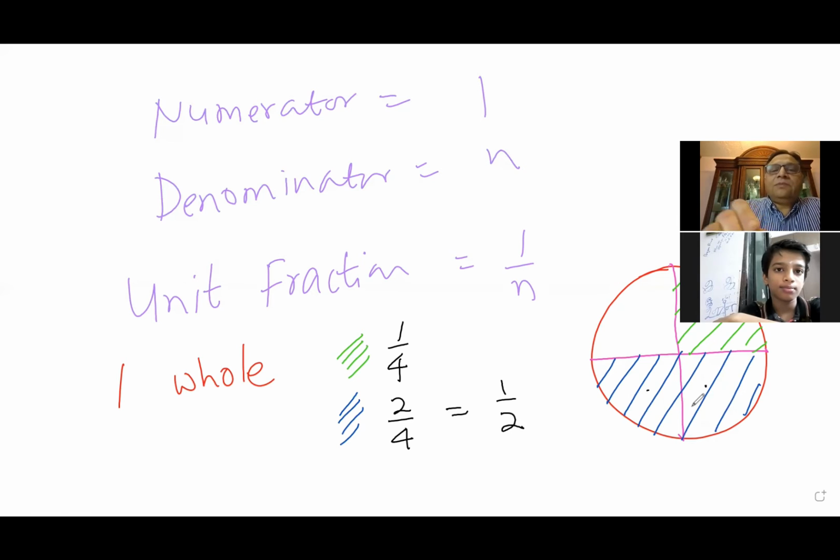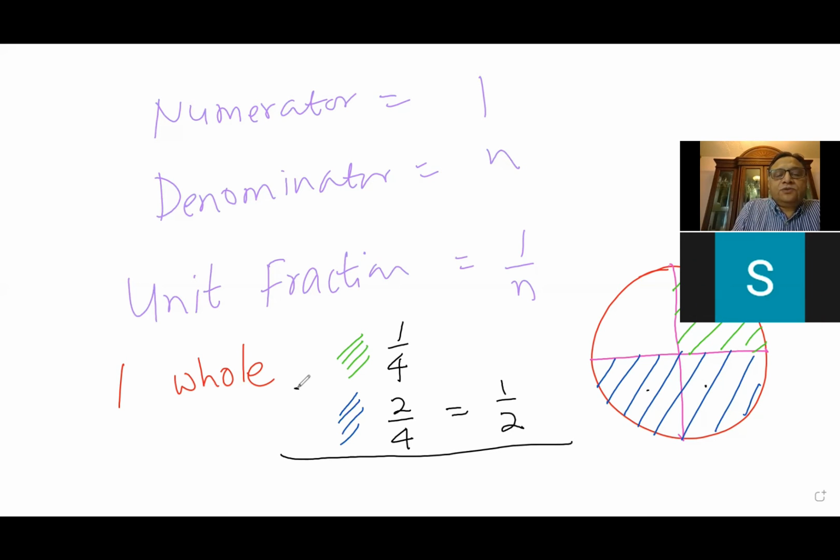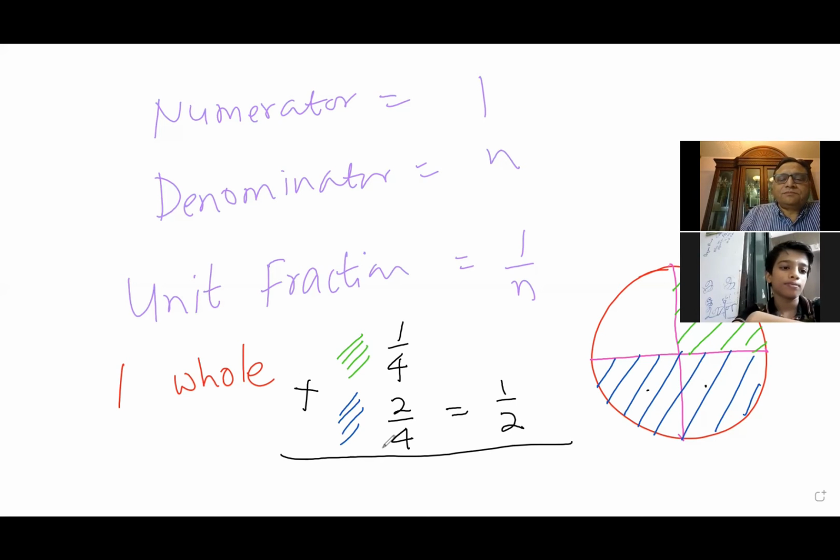And now tell me, what is the combination of the green and the blue part? That is, if I add these two, what do I get? 3 by 4, you are right. So what we get here is 3 by 4.